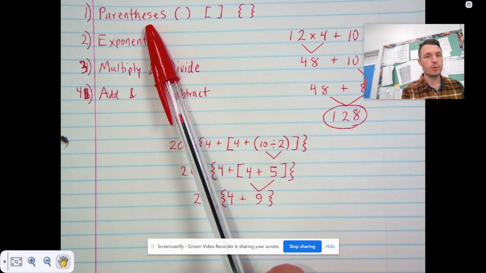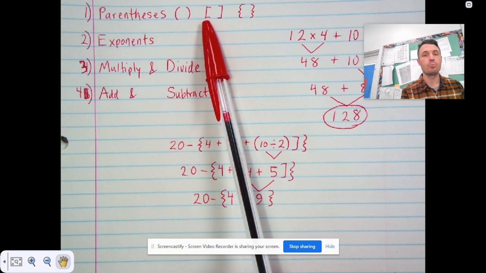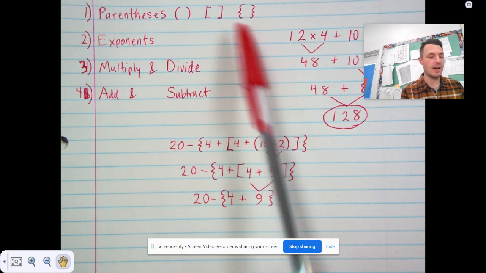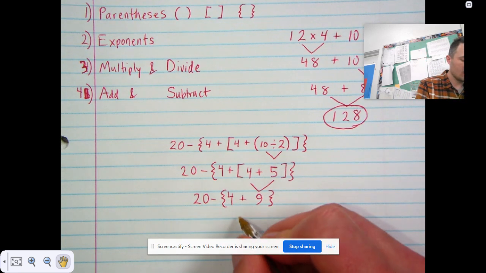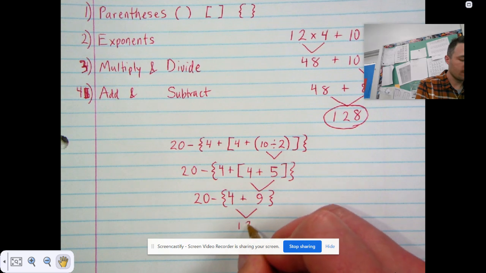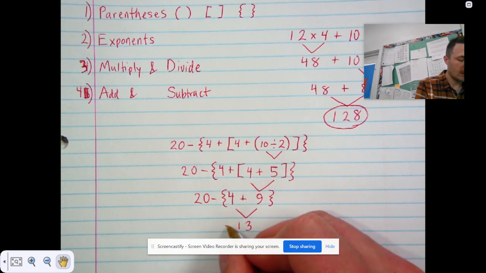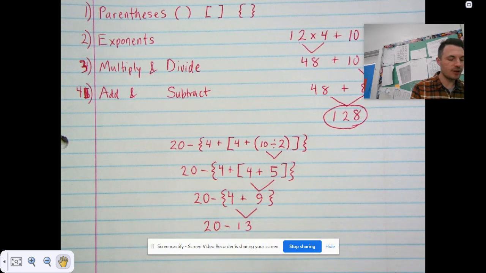I'm still in this first step of parentheses because it includes regular parentheses, brackets, and braces, and I still have work to be done that's in braces. 4 plus 9 is 13. Okay, now I just keep bringing the problem down. I haven't solved the 20 minus part yet.